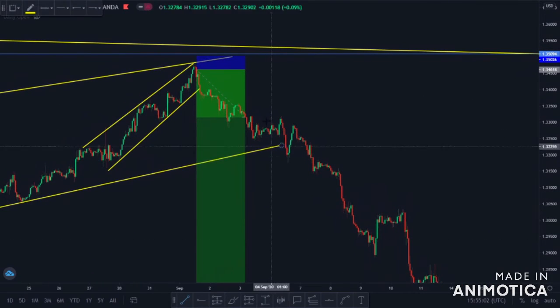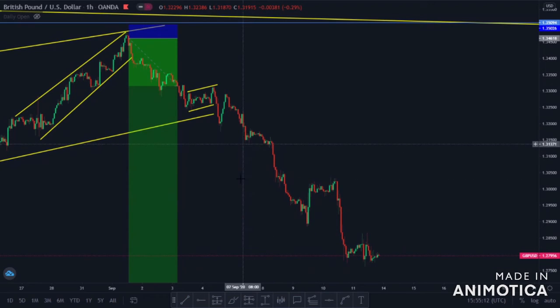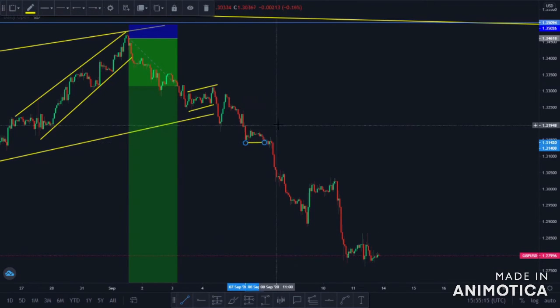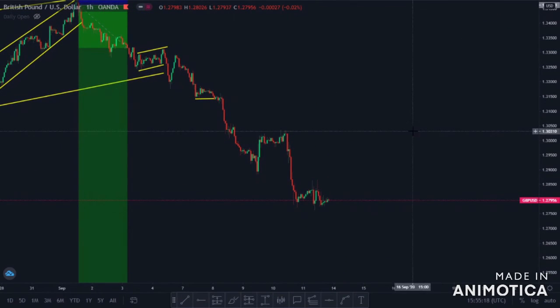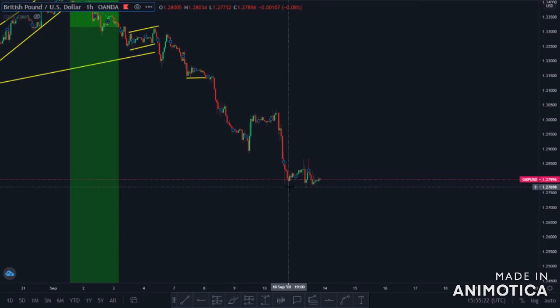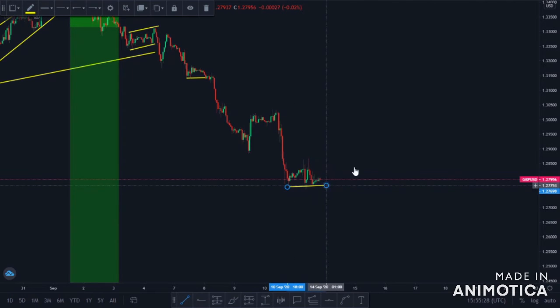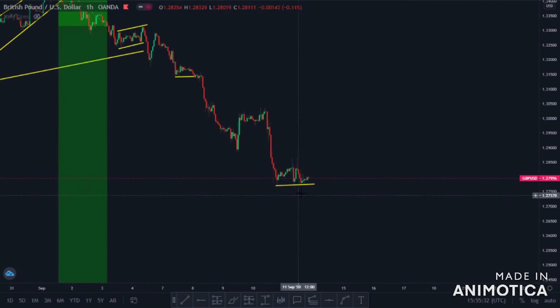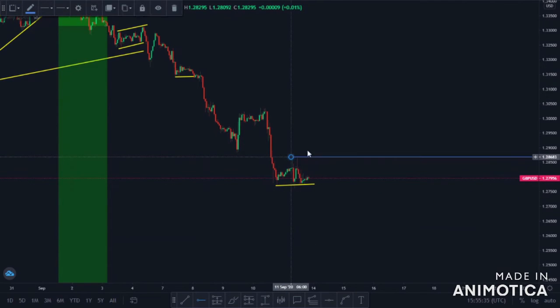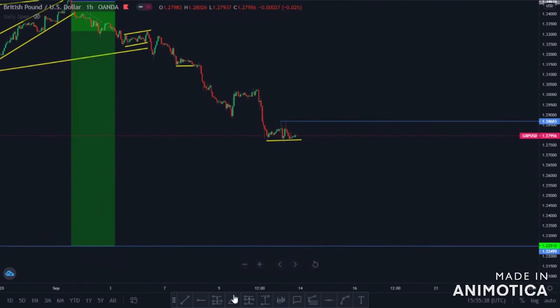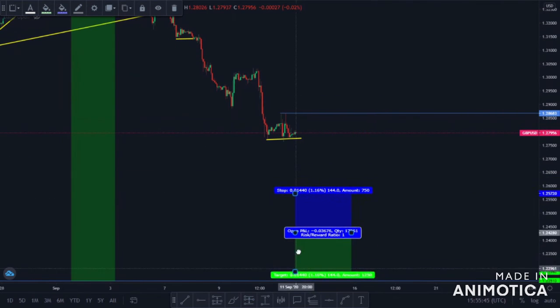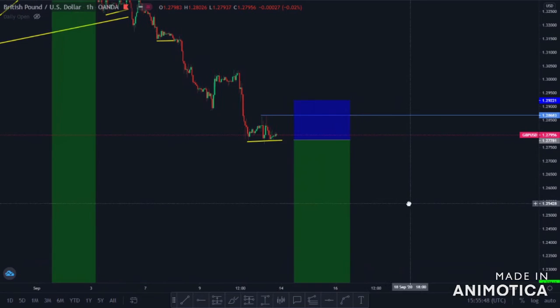You can see you could have had one right here, and you could have had one right here. Obviously we're sitting now at this current structure. For this move you can sell the break of that structure, or you can wait for a possible double top. If you want to sell the break of that structure, your target would then be the low right there.